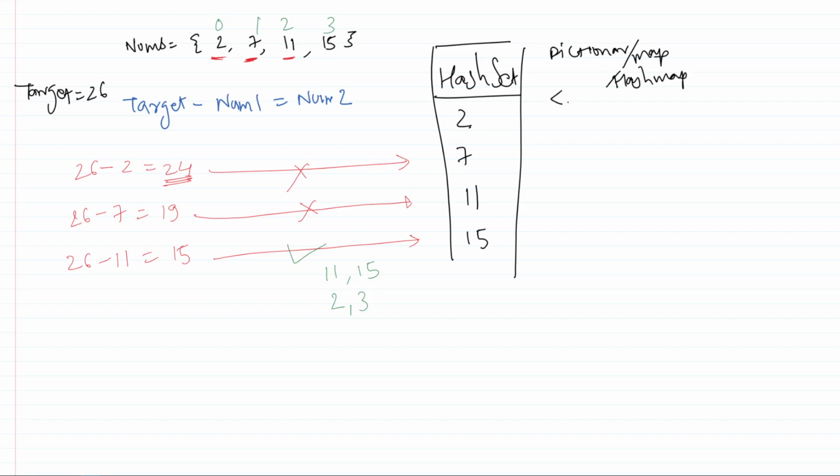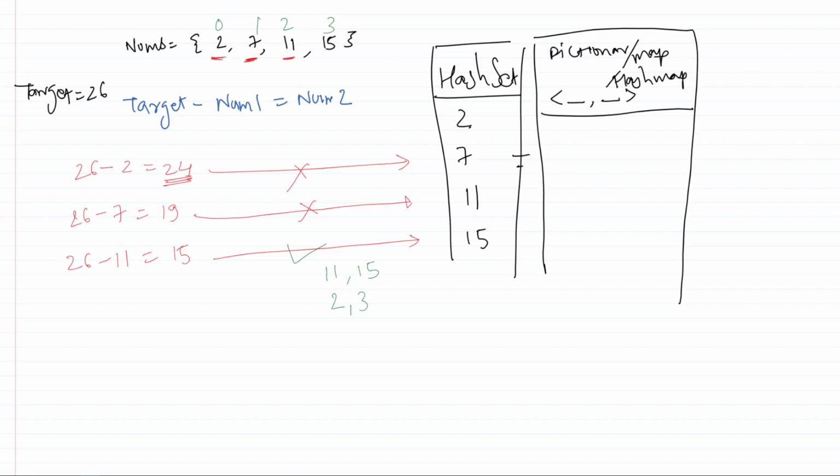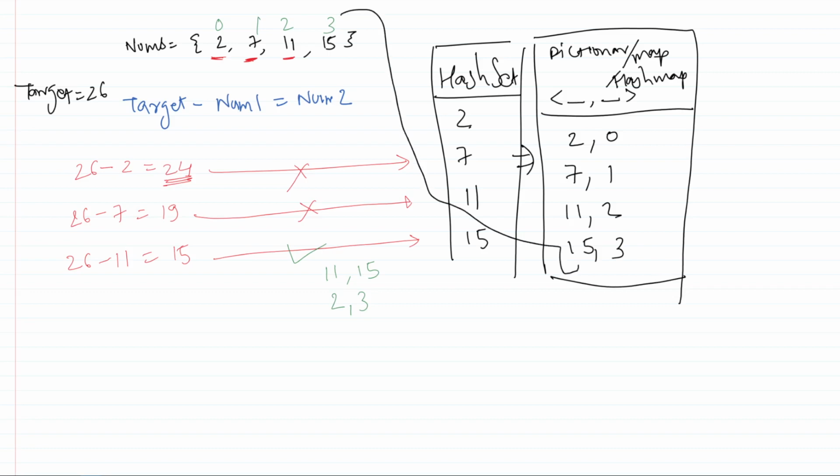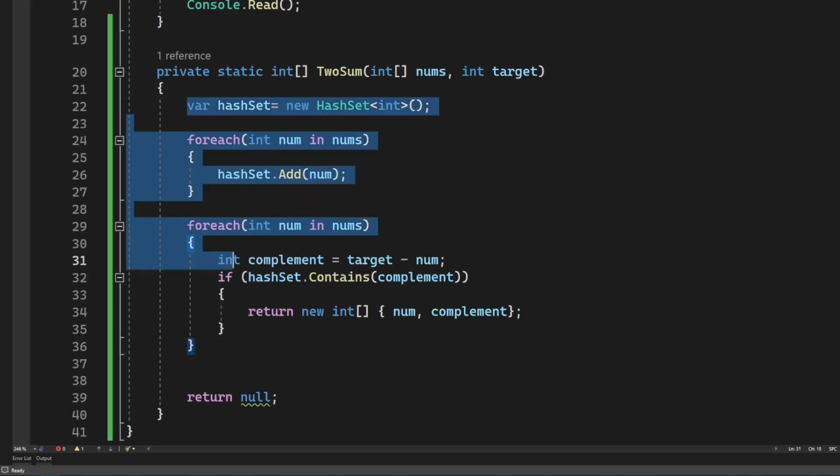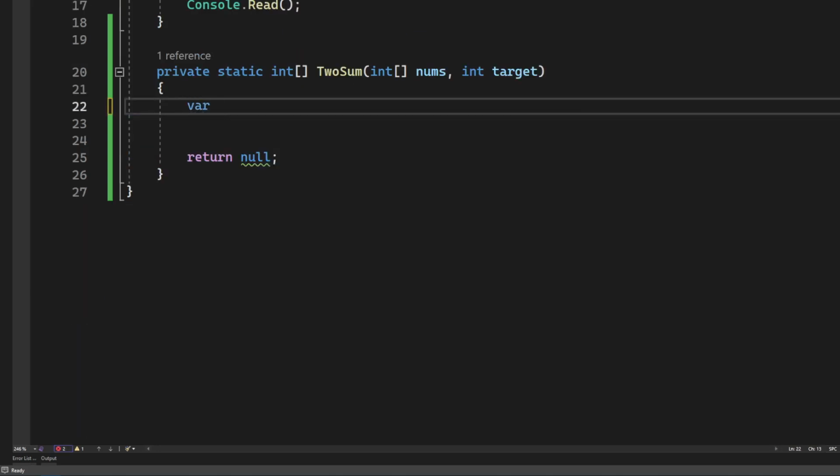This is used to keep pairs of elements. So we'll slightly modify this program and convert our hash set to a dictionary with their indices. You can see all these indices are kept with their numbers. And this time I'll remove my hash set implementation. We will keep a nums index pair.